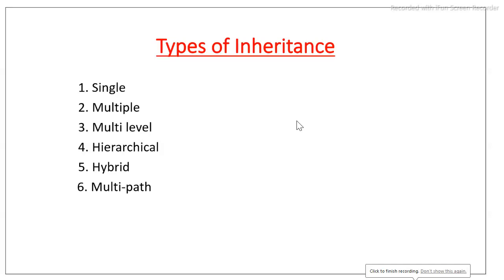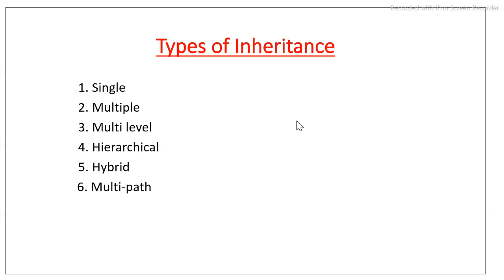Object Oriented Programming with C++. Today we are going to discuss the second part of inheritance, that is different types of inheritance. In the previous video lecture we have already covered the different derivation types included in inheritance, like public, protected, or private derivation.